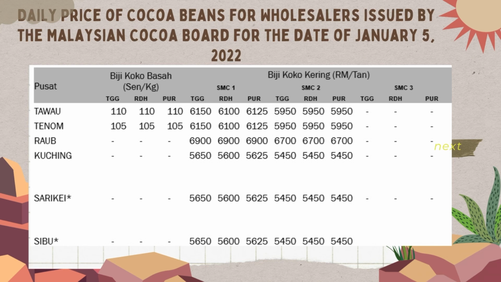The average price at Kuching, Sri Aman and Sibu for SMC1 is 5,625 per ton. For SMC2 it is 5,450 per ton.